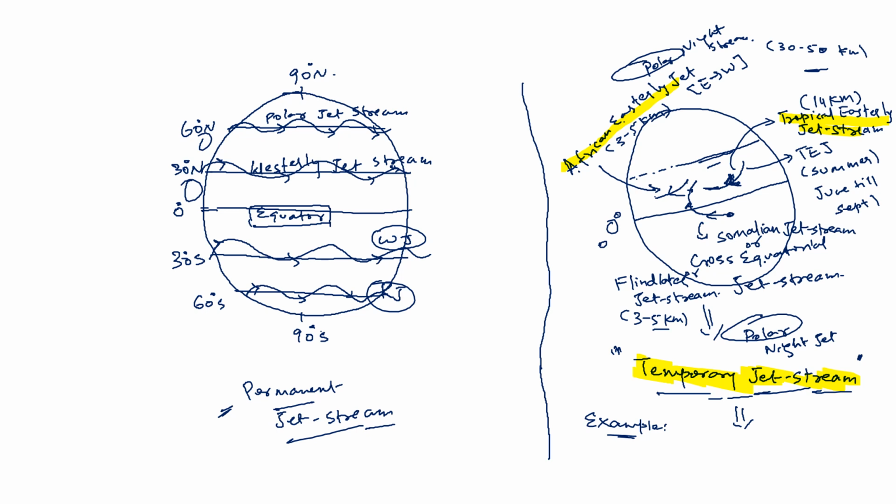One jet stream starts from Madagascar and moves towards the Ethiopian highlands, crossing the equator, called the Findlater jet stream or cross-equatorial jet stream, also called the Somali jet stream. Its height is also 3 to 5 kilometers. Special jet streams are observed at a height of 30 to 50 kilometers in the stratospheric layer, called the polar night jet stream, also called the polar stratospheric jet stream.